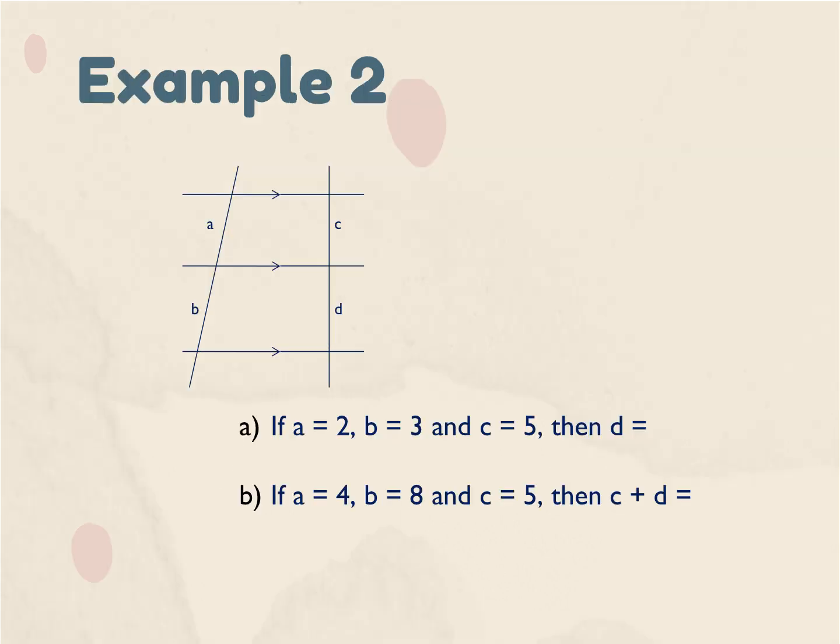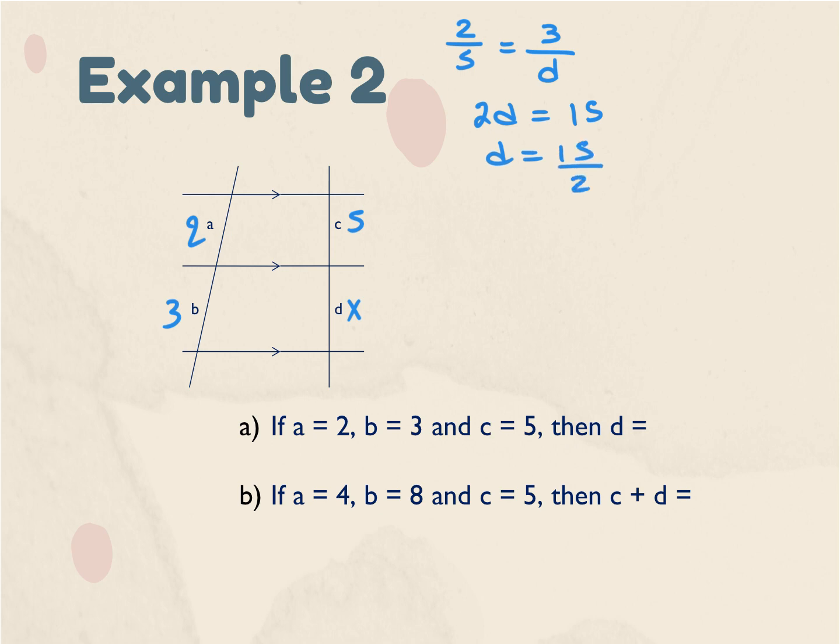Example 2. They are telling us that A is equal to 2. A is the segment, so I'm just going to mark it in blue. They're telling us B is equal to 3. They're telling us C is equal to 5, and they want us to find D. There are different ways you can do it. I'm just going to set it up as the top over the bottom, and then I'll show you different ways. So 2 over 5 would be equal to 3 over D. Cross multiply, 2D equals 5 times 3, which is 15. So I get D is equal to 15 over 2.